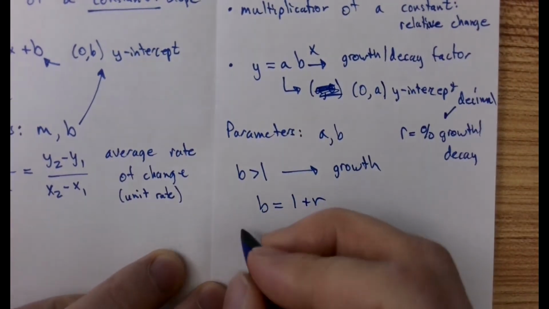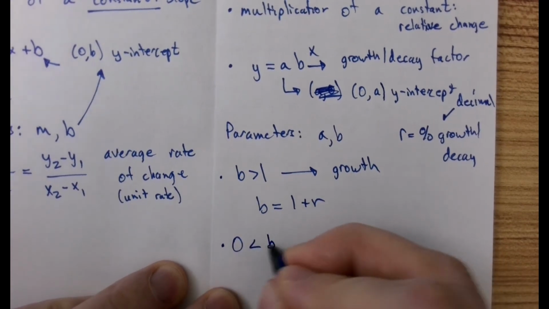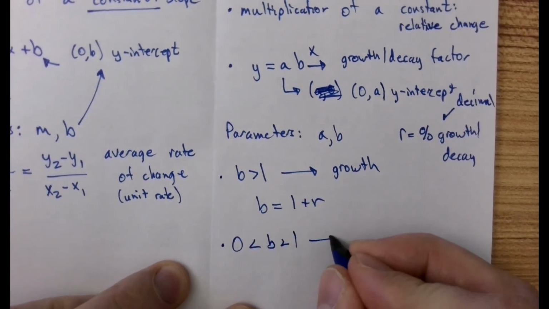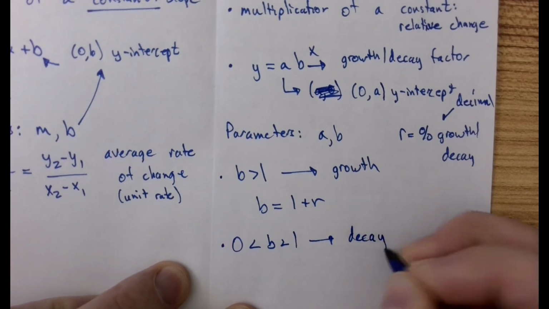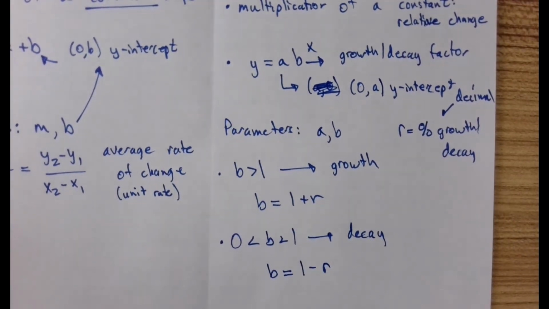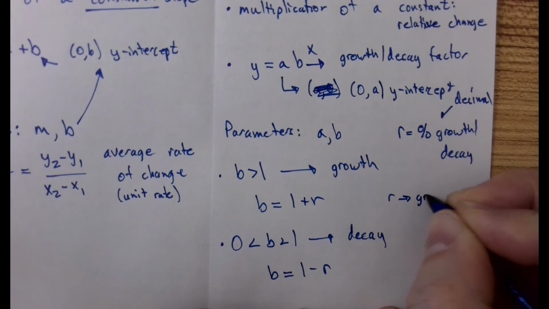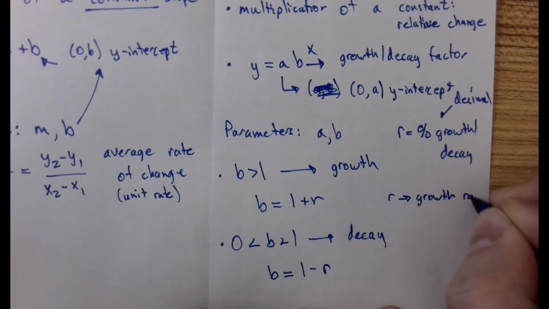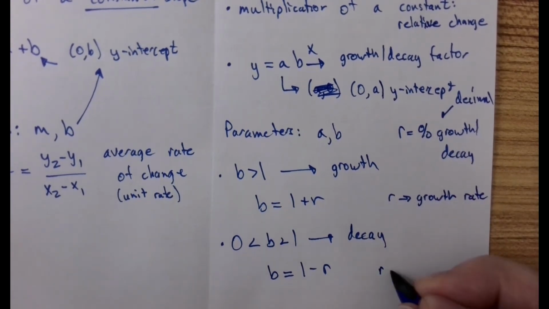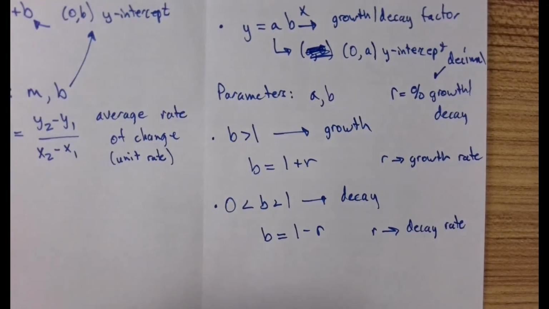That's your growth. For decay, that occurs when b values are between 0 and 1. We call that decay, and this is found by doing b equal to 1 minus the decay rate. So here r is called the growth rate or percent growth, and down here r is called the decay rate or the percent decay.